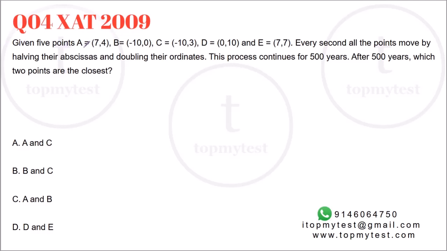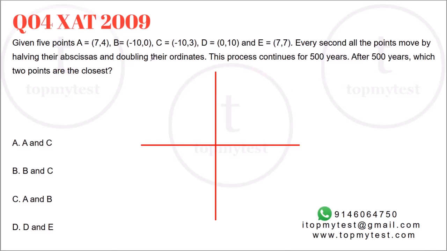Given 5 points, A is equal to 7, 4, B is equal to -10, 0, C is equal to -10, 3, D is equal to 0, 10, E is equal to 7, 7. Every second, all the points move by halving their abscissas and doubling their ordinates. Right? The process continues for 500 years. After 500 years, which of the 2 points are closest?